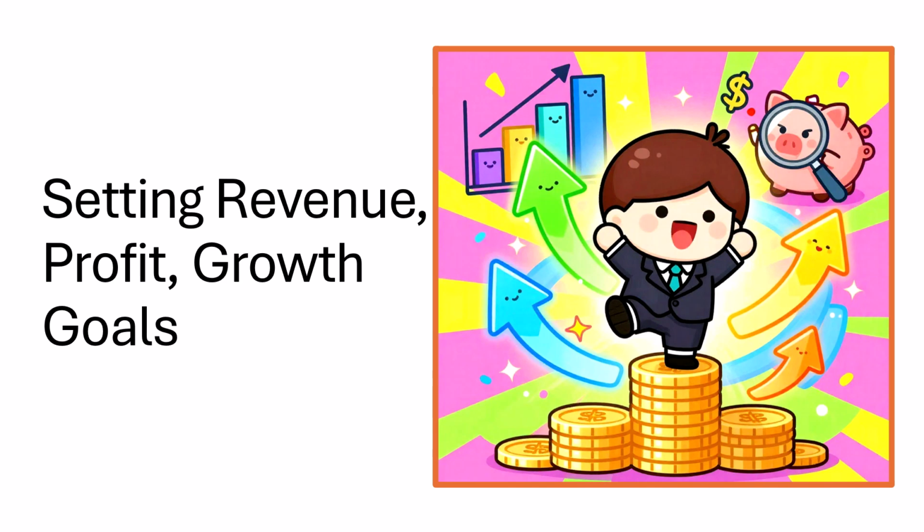How do I set goals for revenue, profit, and growth? The best way to set these goals is to start with your profit target first, then work backward into revenue, and finally set a growth rate that gets you there in small, steady steps instead of one giant leap.